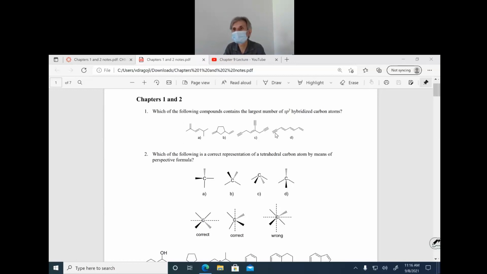So that just gives you an indication of the kind of questions that could be on the exam. In this case, I'm asking about sp2 hybridized carbon atoms. It could be any other feature, such as which of the compounds contains the most atoms that are more electronegative than carbon, or less electronegative than carbon, or something like that. Any of those features that we have covered in chapter 1, a question like this could be asked about.